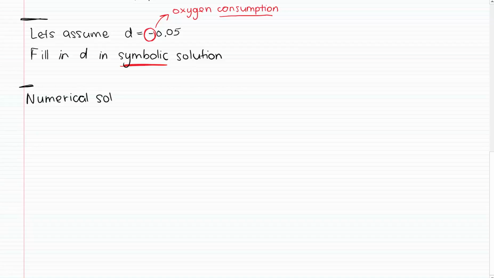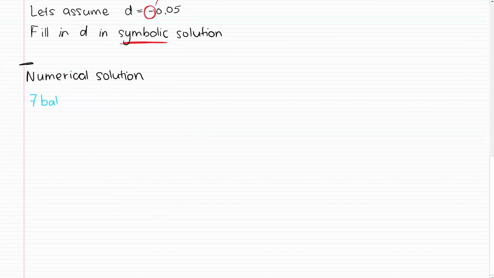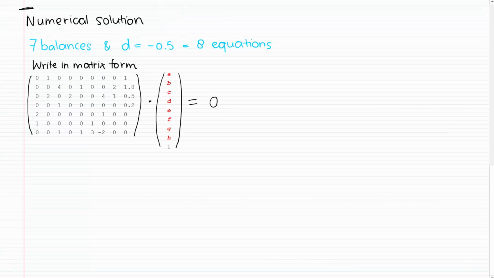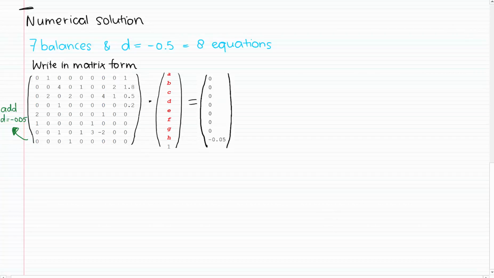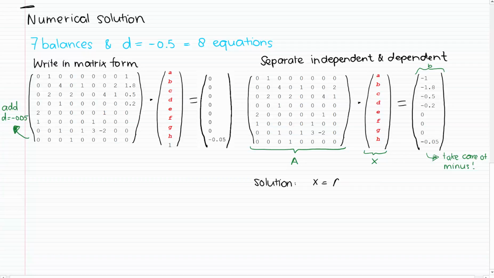Now that we've set the oxygen yield, we could also have solved the system numerically. We can still use the 6 element balances and the charge balance, but now we can add the extra information as a new equation in our system. So in principle we now have 8 equations and 8 unknowns. We can adapt the matrix to include D is minus 0.05. We will add a 1 in our A matrix for D and minus 0.05 in our B vector. We want to separate all the knowns on the right hand side of the matrix, so the biomass formation. This gives us the following system. We can simply solve it by using x is A over B.